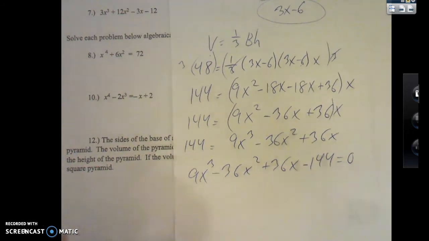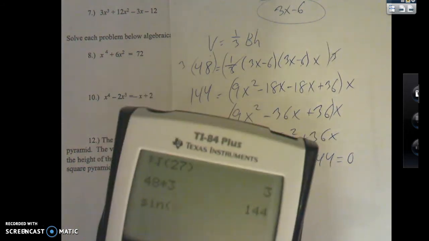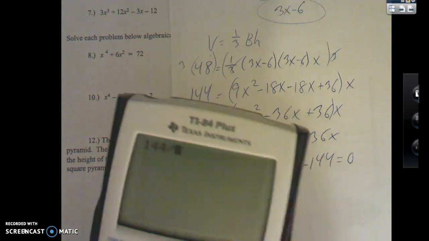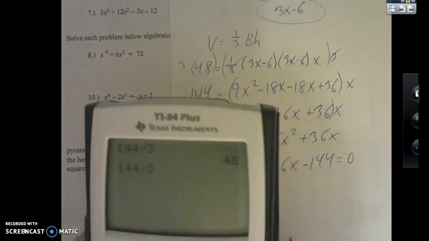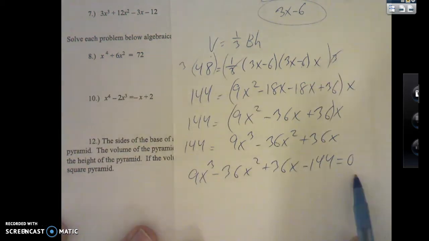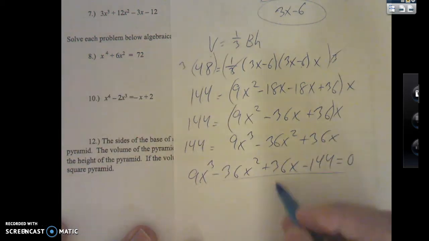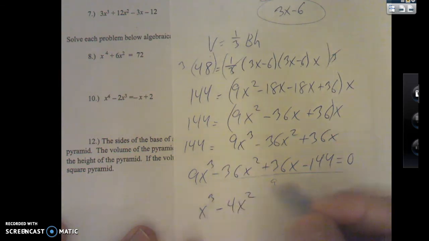Real quick, I'm just going to double check. Is 144 divisible by 9? Yes, 144 is divisible by 9. So check this out. Everything's divisible by 9, so I'm going to divide everything by 9 first. x cubed minus 4x squared plus 4x minus 16 equals 0.